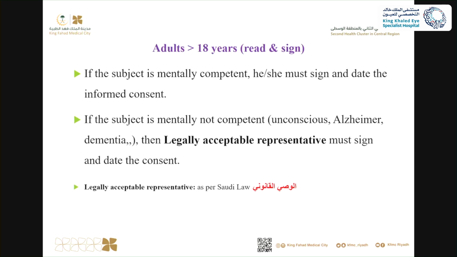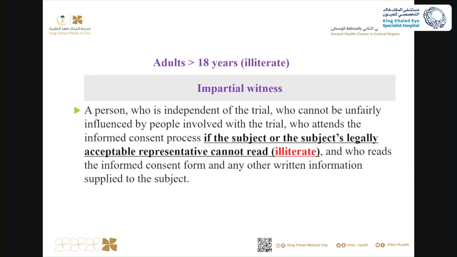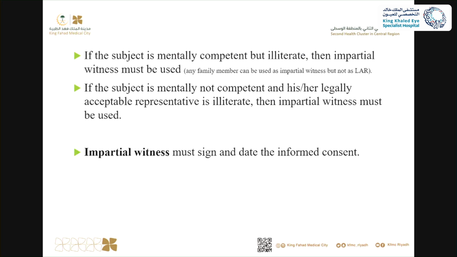So adults more than 18, usually we do provide a consent, and sometimes we need a legally acceptable representative, which is al-wasi al-qanuni. If they're not able, such as unconscious patients, Alzheimer patients, demented patients, you need to have someone, we call them the LAR, the legally acceptable representative. If they're illiterate, sometimes we use someone else who is there with the legal representative to be an impartial witness and help him understand what's happening in the research.